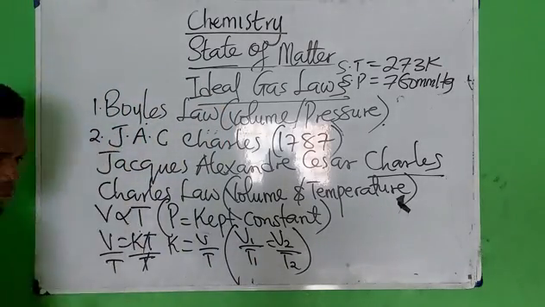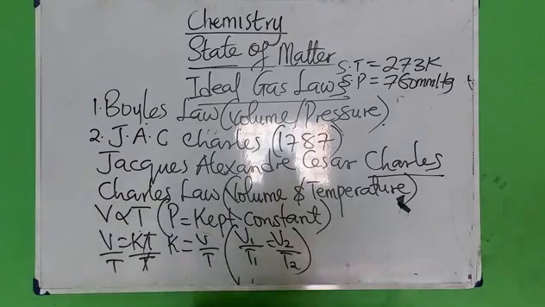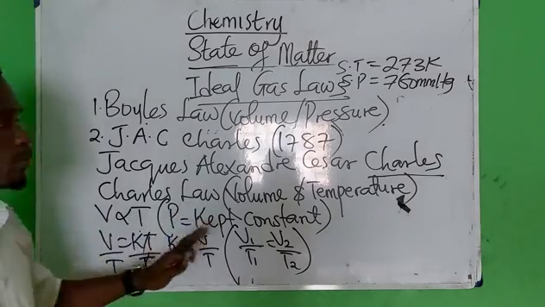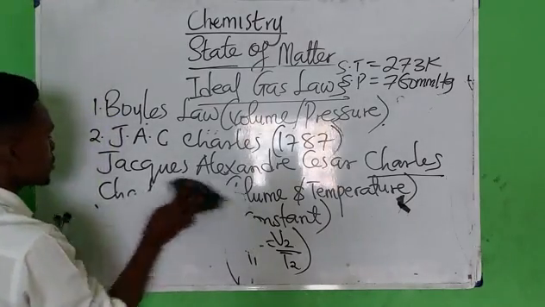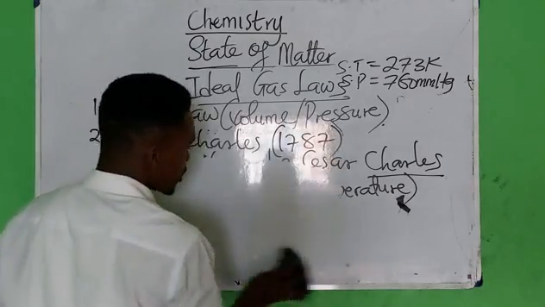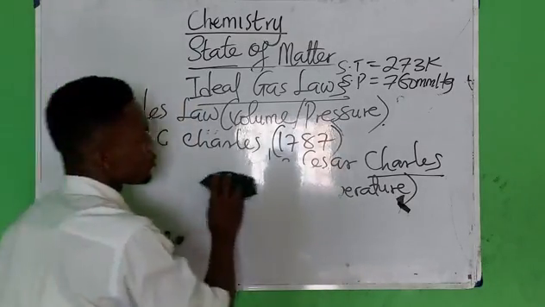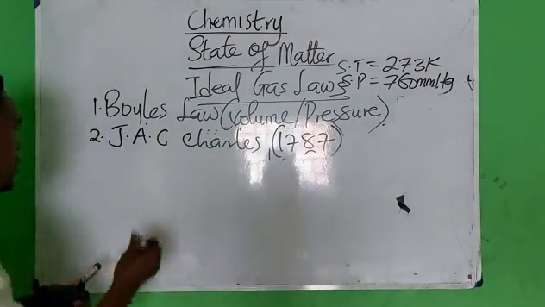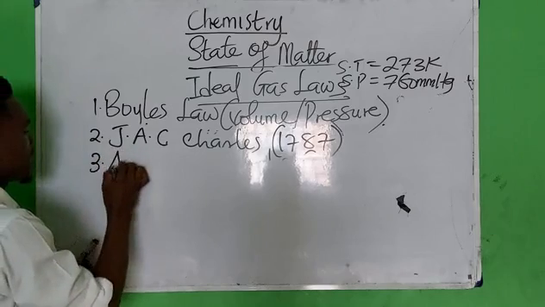Now, this is the second law. The third law is Avogadro's law. In Avogadro's law, the volume is directly proportional to the number of moles, provided that the temperature and pressure are kept constant. Number 3 is what?